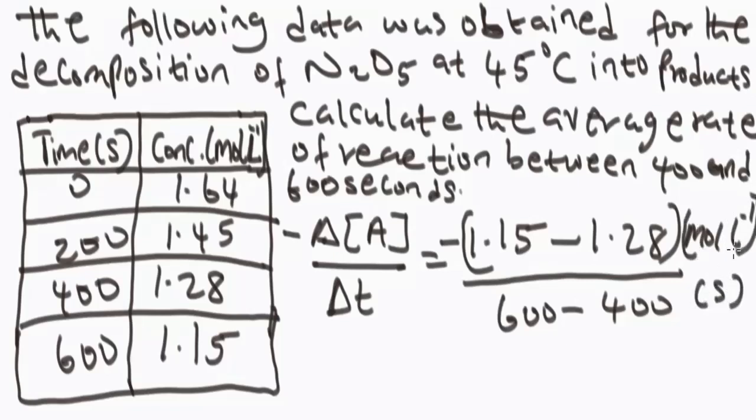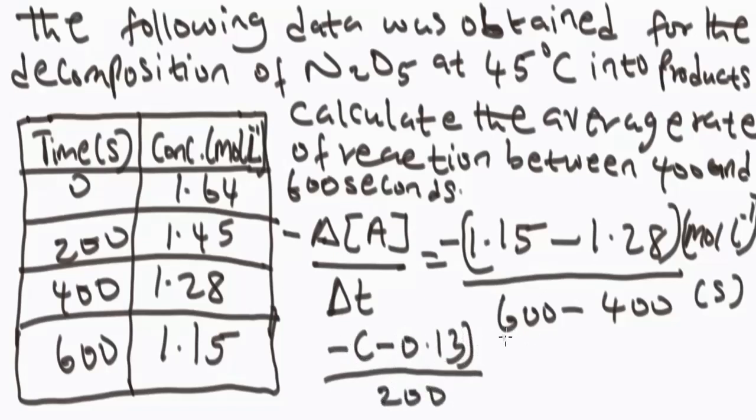So when you simplify this, you're going to have 1.15 minus 1.28, which gives minus in brackets minus 0.13, over 600 minus 400, which is 200. So minus times minus will give us plus, so this will be 0.13 over 200.